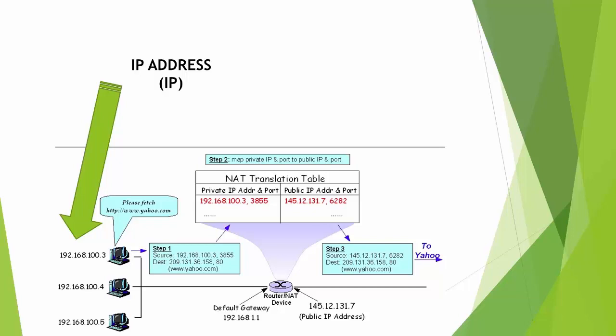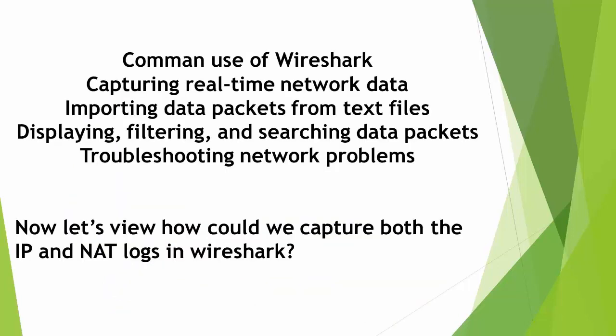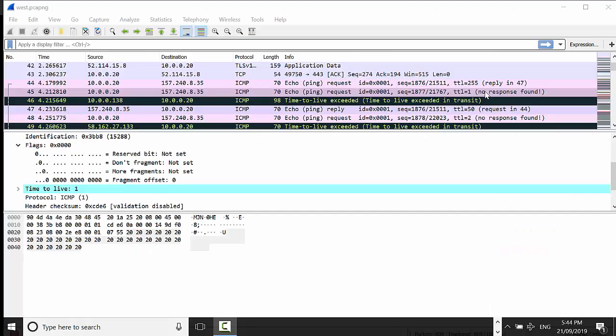Next, the common uses of Wireshark: capturing real-time network data, importing data packets and text files, displaying, filtering and searching data packets, and troubleshooting network problems. Now let's view how we can capture both the IP and net logs in Wireshark, on how to capture packets from an execution of traceroute.